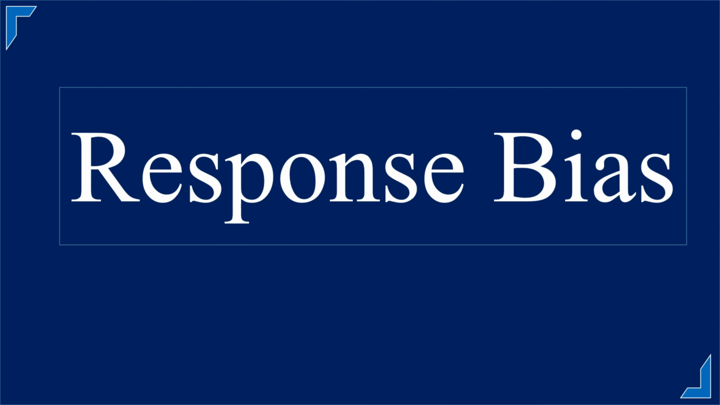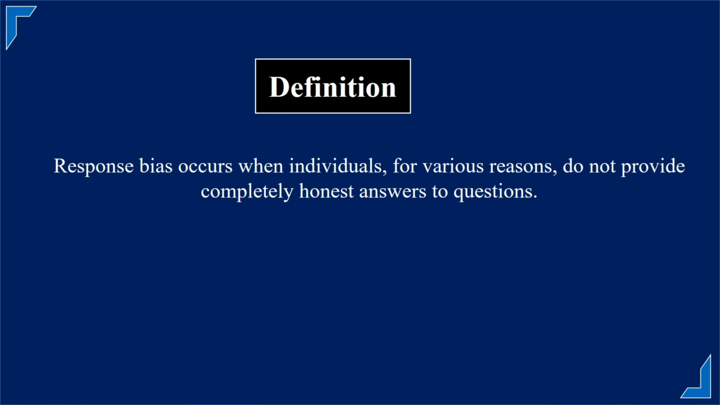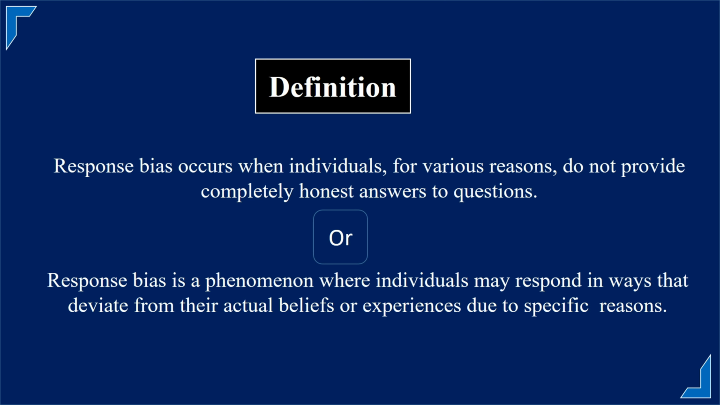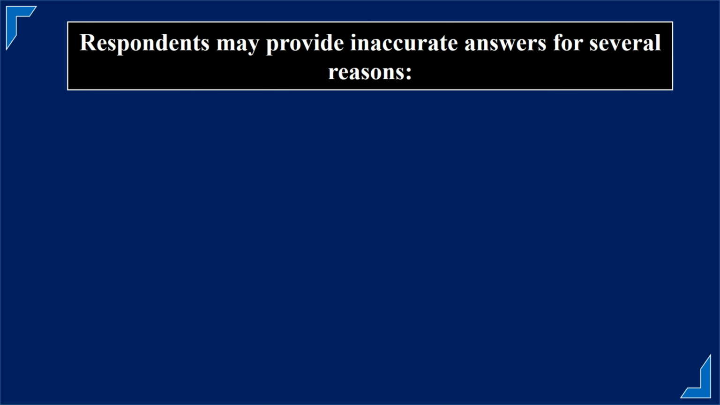In this video, I will discuss response bias in research and its types. Response bias occurs when individuals, for various reasons, do not provide completely honest answers to questions. Response bias is a phenomenon where individuals may respond in ways that deviate from their actual beliefs or experiences due to specific reasons. Respondents may provide inaccurate answers for several reasons.